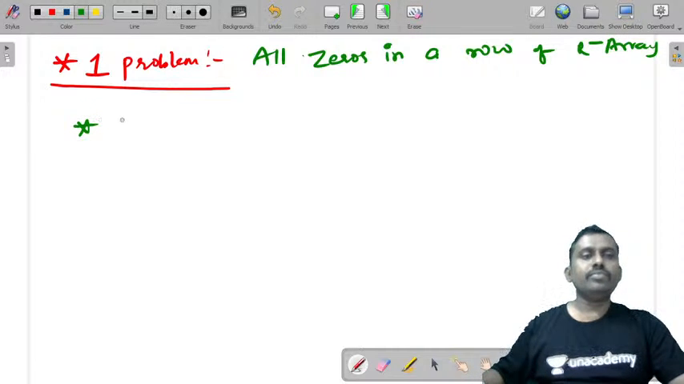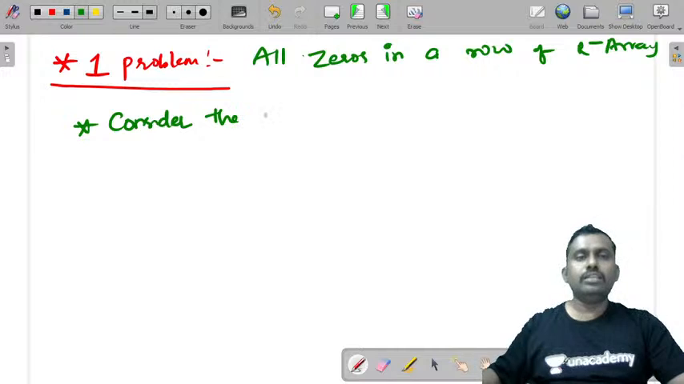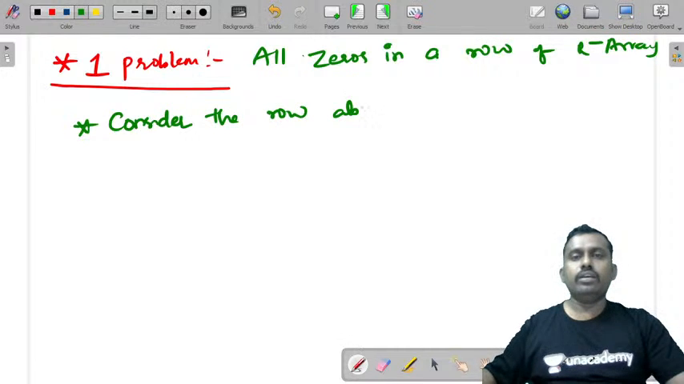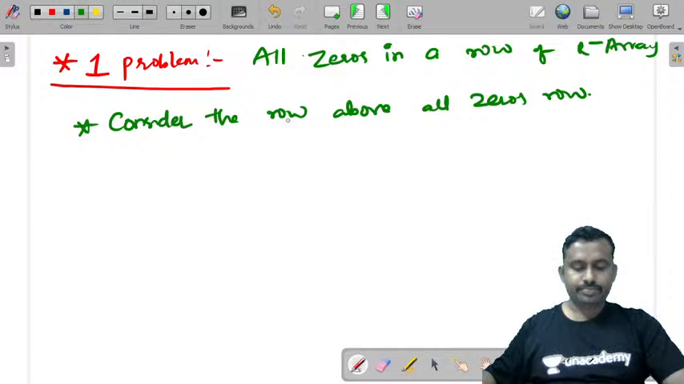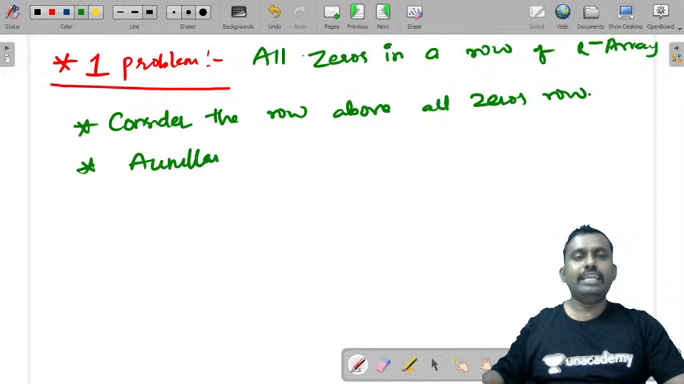Then the procedure is: consider the row above the all zeros row, and write an auxiliary equation.